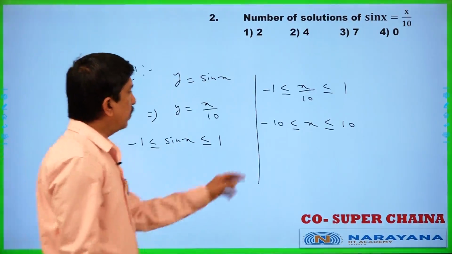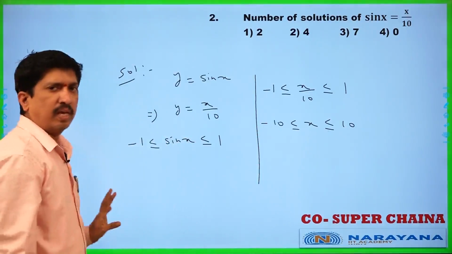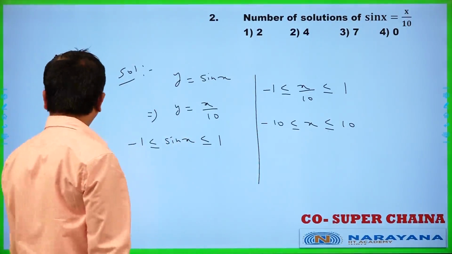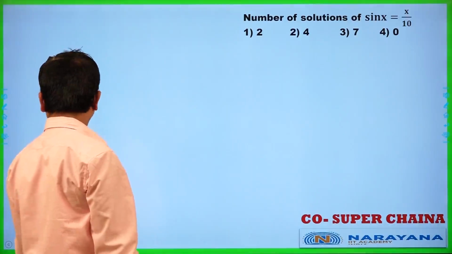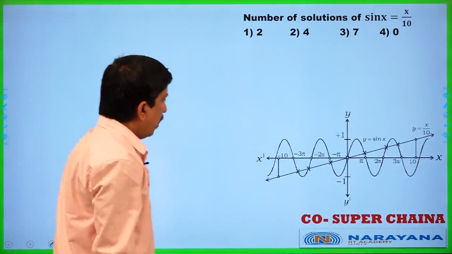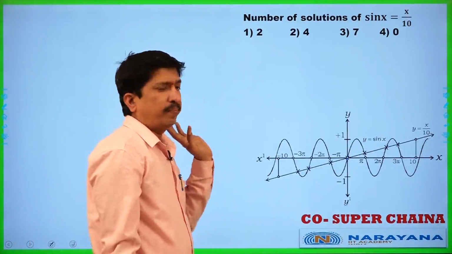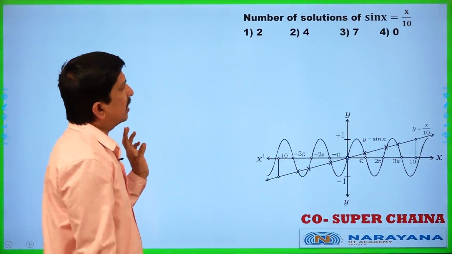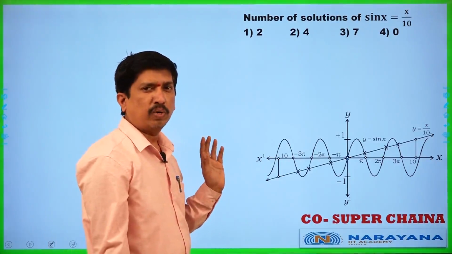Now x lies between where to where? Here, minus 10 to 10. Let us draw the graph. Observe this graph. y equal to x by 10 is nothing but a straight line. y equal to mx is passing through the origin only.